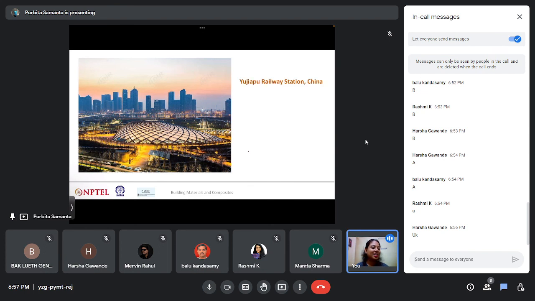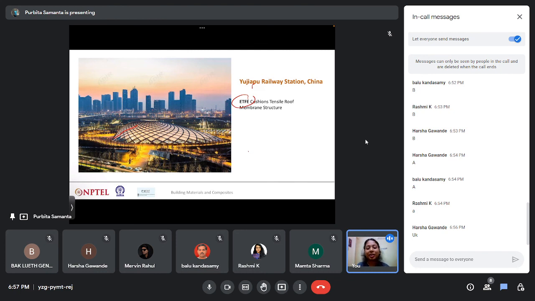So this is the Yejipu railway station in China, and this has also used ETFE cushions in a tensile roof. So this is basically the tensile roof, and these ETFE cushions have been used. So ETFE cushion tensile roof membrane structure is what this entire structure is known as. ETFE, we have already learnt what it is, and that has been used to cover this particular structure.